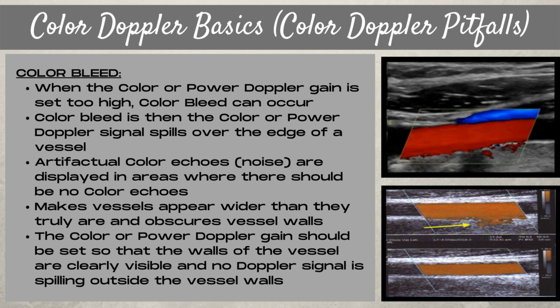The next artifact is known as color bleed, and this is when the color or power Doppler gain is set too high and the signal spills over the edge of a vessel. And artifactual color echoes or noise are displayed in areas where there should be no color echoes. And this makes vessels appear wider than they truly are and obscures vessel walls. The color or power Doppler gain should be set so that the walls of the vessel are clearly visible and no Doppler signal is spilling outside of the vessel walls.